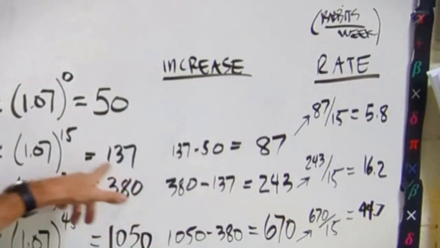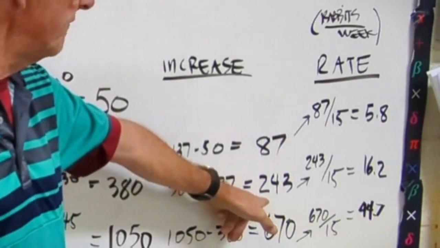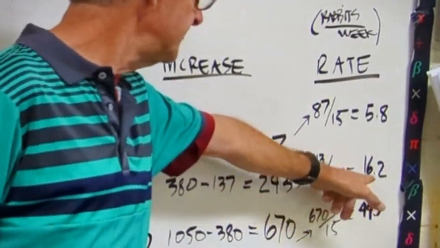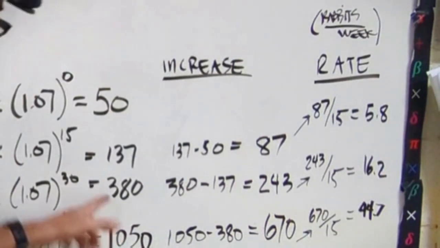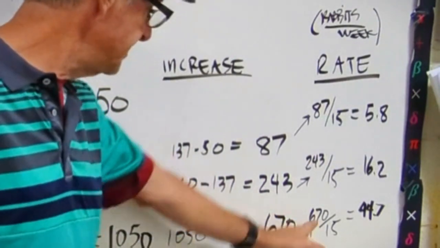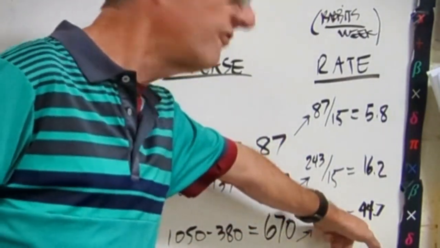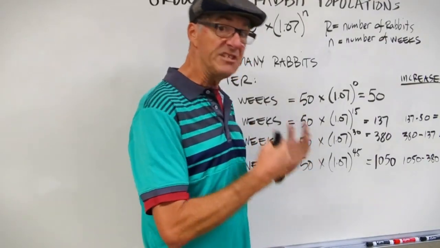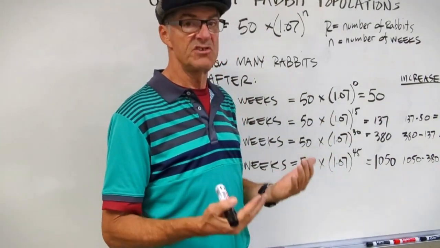Now moving along, going from week 15 to week 30, still 15 weeks, but this time we gained 243 rabbits. So our rate is 243 divided by 15, gives us 6.2 rabbits per week. So the rate is increasing. Finally, in our last one, again, we had 15 weeks, but this time we gained 670 rabbits, quite a bit more. So dividing 670 by 15 gives us 44.7 rabbits per week. So you can see the rate of growth is increasing, hence exponential growth.